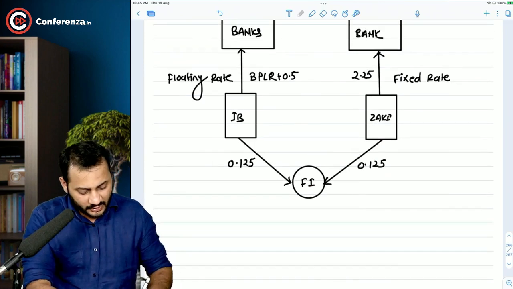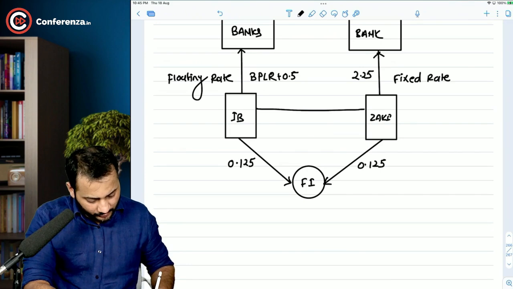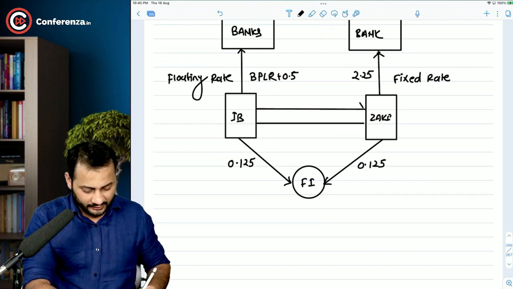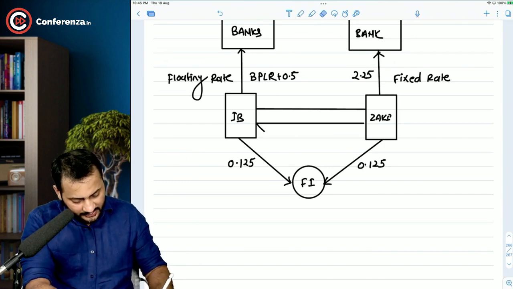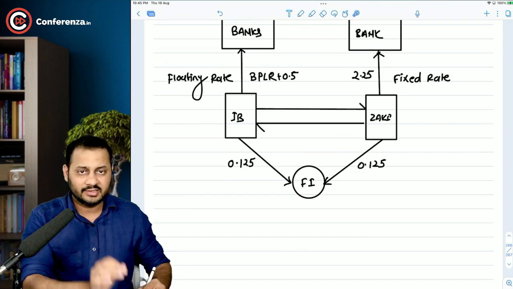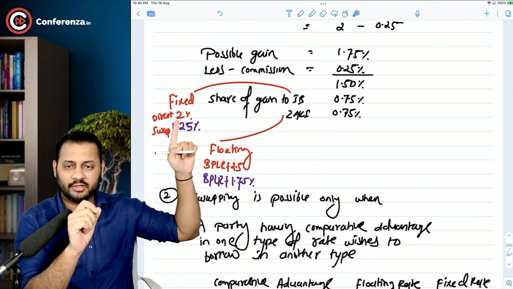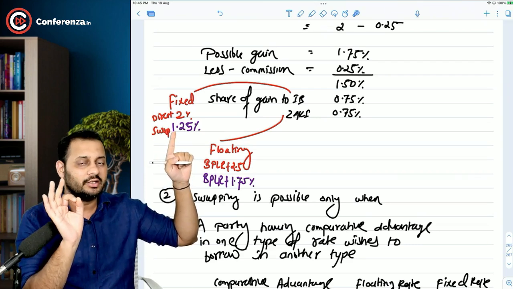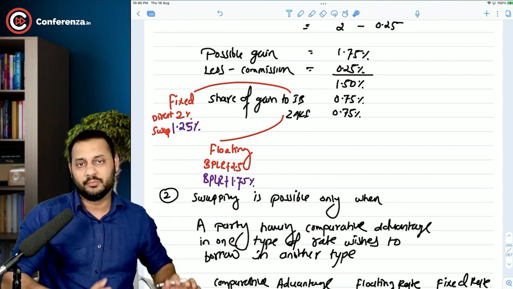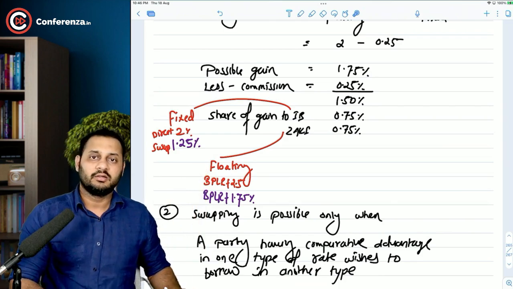Now the financial institution has made all the arrangements, and now we are going to exchange. This is the major swapping part which is happening here. We will pay something to Zaki and receive something from Zaki, if I consider it from IB's point of view, and it's very easy to calculate. Understand one thing: if you had borrowed directly from the bank at 2%, it would have cost you 2%, but now the net payment by you should cost you only 1.25%. Only then can you say 0.75% is my gain.